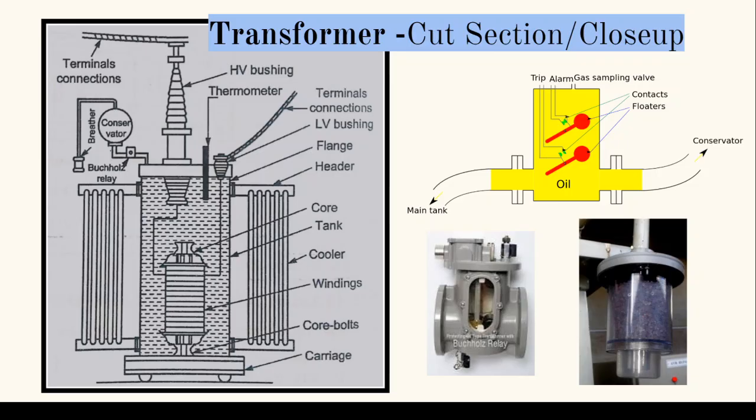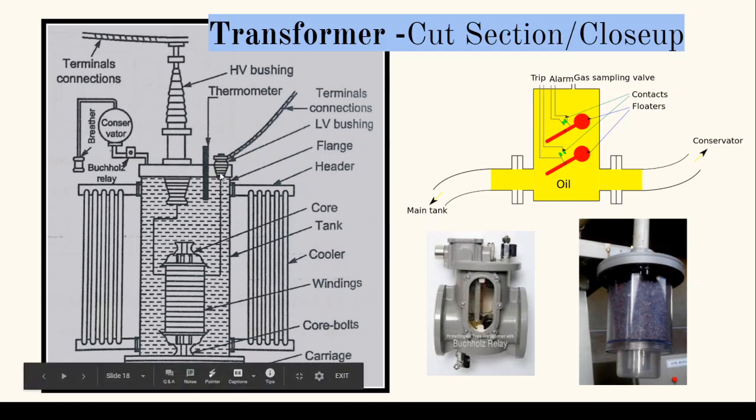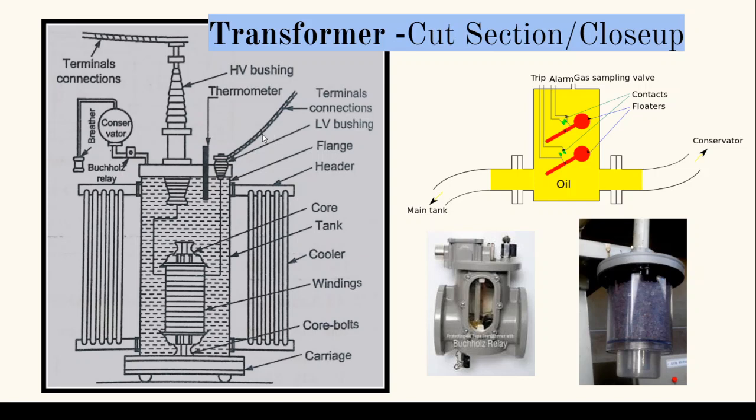Now let's look at a cut section to see exactly everything in its place. So you have a thermometer to tell you the temperature of the oil. You have your primary, which is your high voltage line coming in to the transformer. You have a secondary voltage line going out to your secondary terminals, which are the 4 terminals. Your primary is your 3 terminals here.